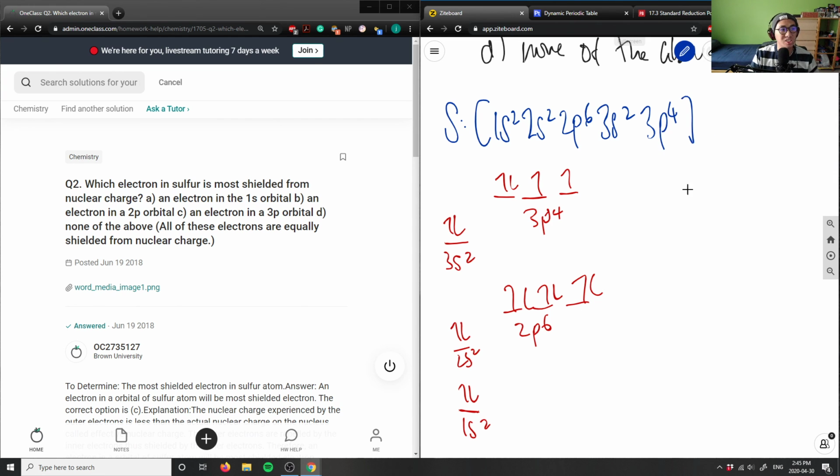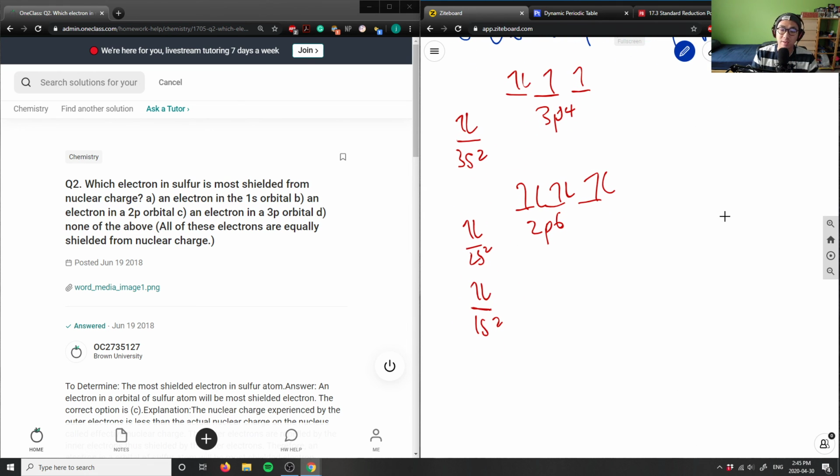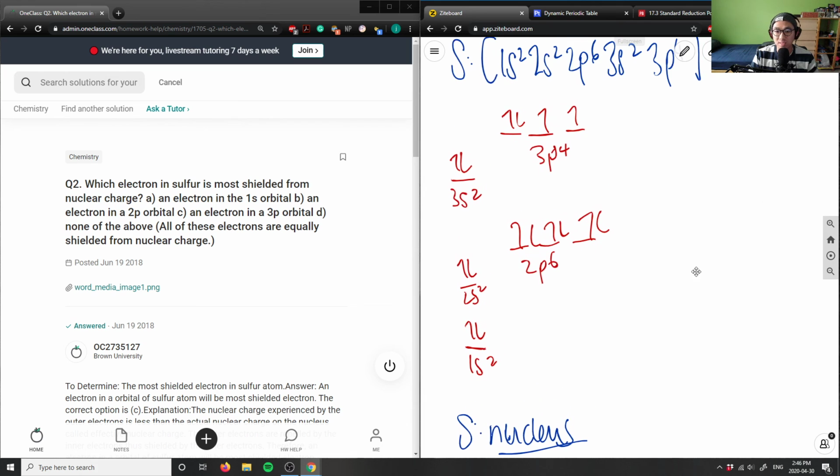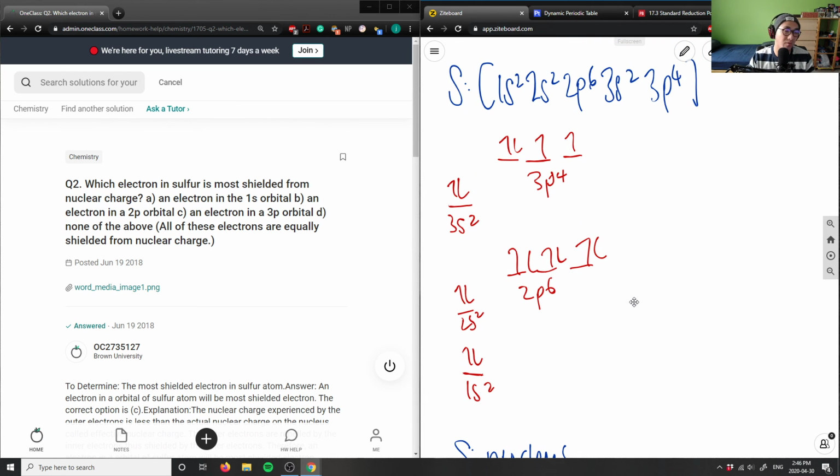If I want to talk about the shielding effect from nuclear charge, you can think of the nucleus as somewhere down here. The nucleus of the sulfur atom is here, and these are in terms of increasing energy level. 1s2 would be the lowest, and then you have 2s2, 2p6, 3s2, and then 3p4. So it's asking which electron in sulfur is most shielded from nuclear charge. It's going to be my electrons that are furthest away, so in this case, my 3p4 electrons.